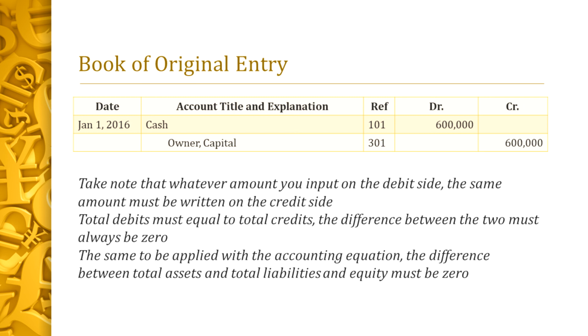If there is an amount which is not 0 in getting the difference of the total credits and total debits, there is an error. The same applies to the accounting equation. The difference between total assets and the total liabilities and equity must be 0.